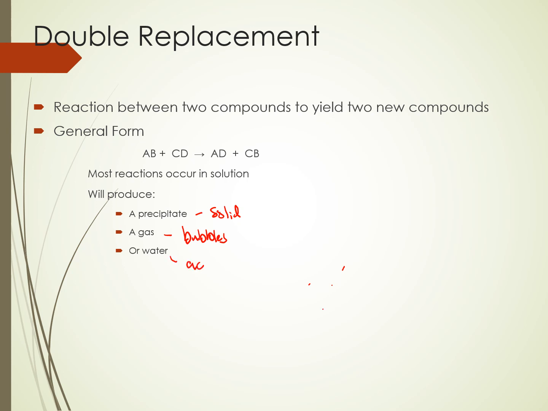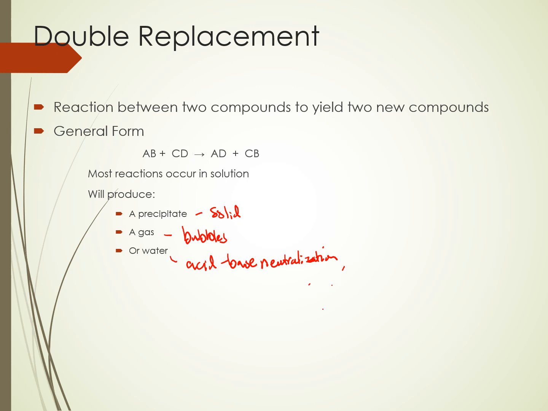Typically, the water will get produced in an acid-base neutralization reaction. So we're going to spend an entire third video covering just these specific double replacement reactions. So I'm not going to spend a lot of time on it today.